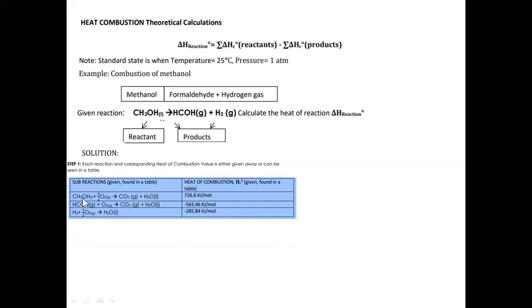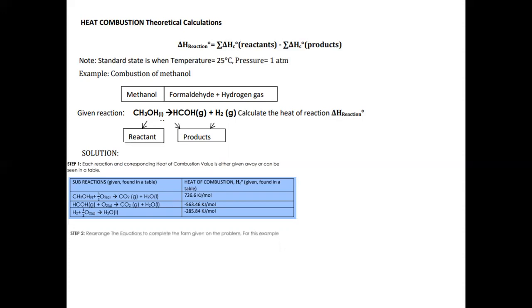So we have the first reaction as methanol plus 3/2 of oxygen gas forming carbon dioxide and water. And then we have the combustion of formaldehyde with oxygen gas forming carbon dioxide and water. And we have the combustion of hydrogen gas forming liquid water. Now, another trivia here: if we encounter incomplete combustion, the materials form carbon monoxide and water. If we encounter complete combustion, as you can see on the table, complete combustion of materials will form carbon dioxide and water.